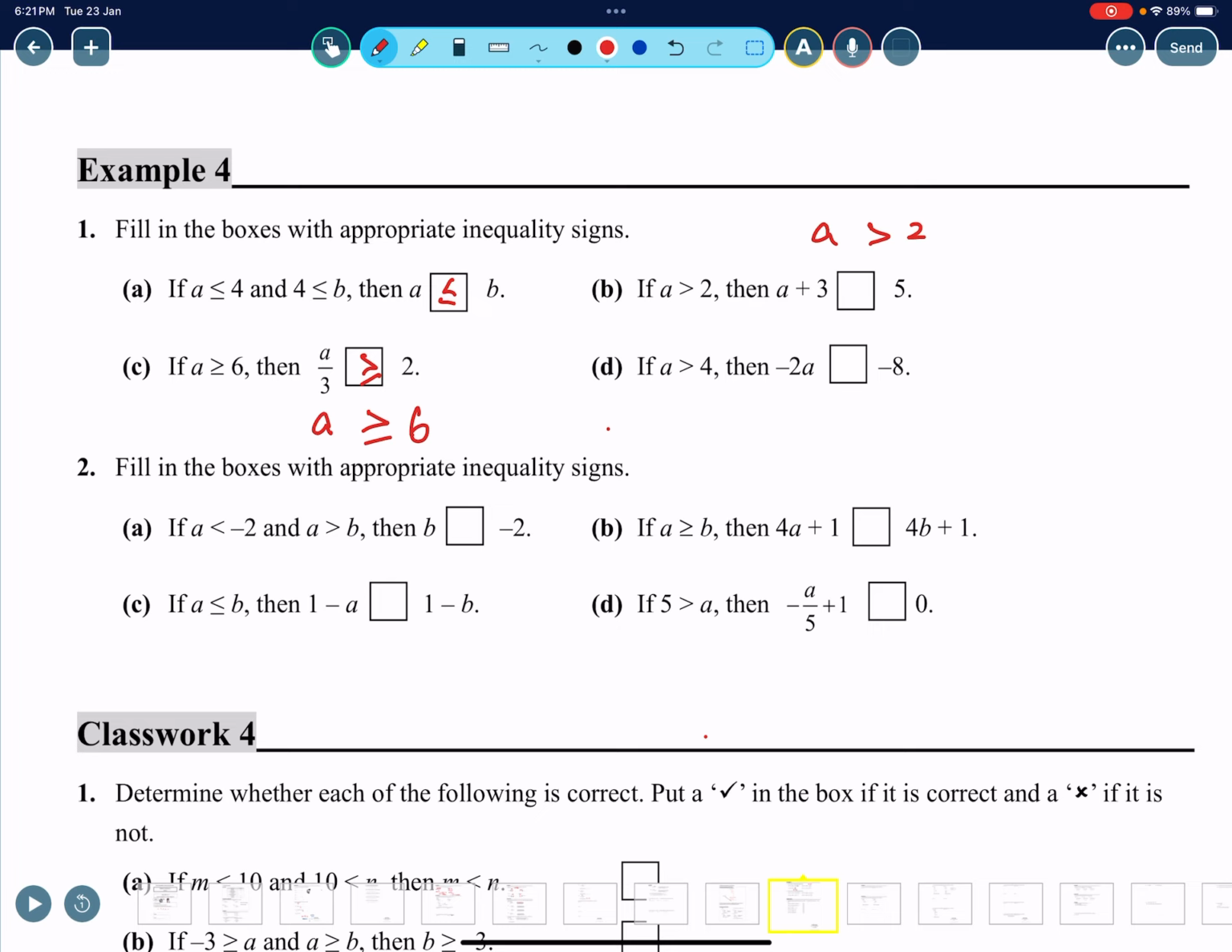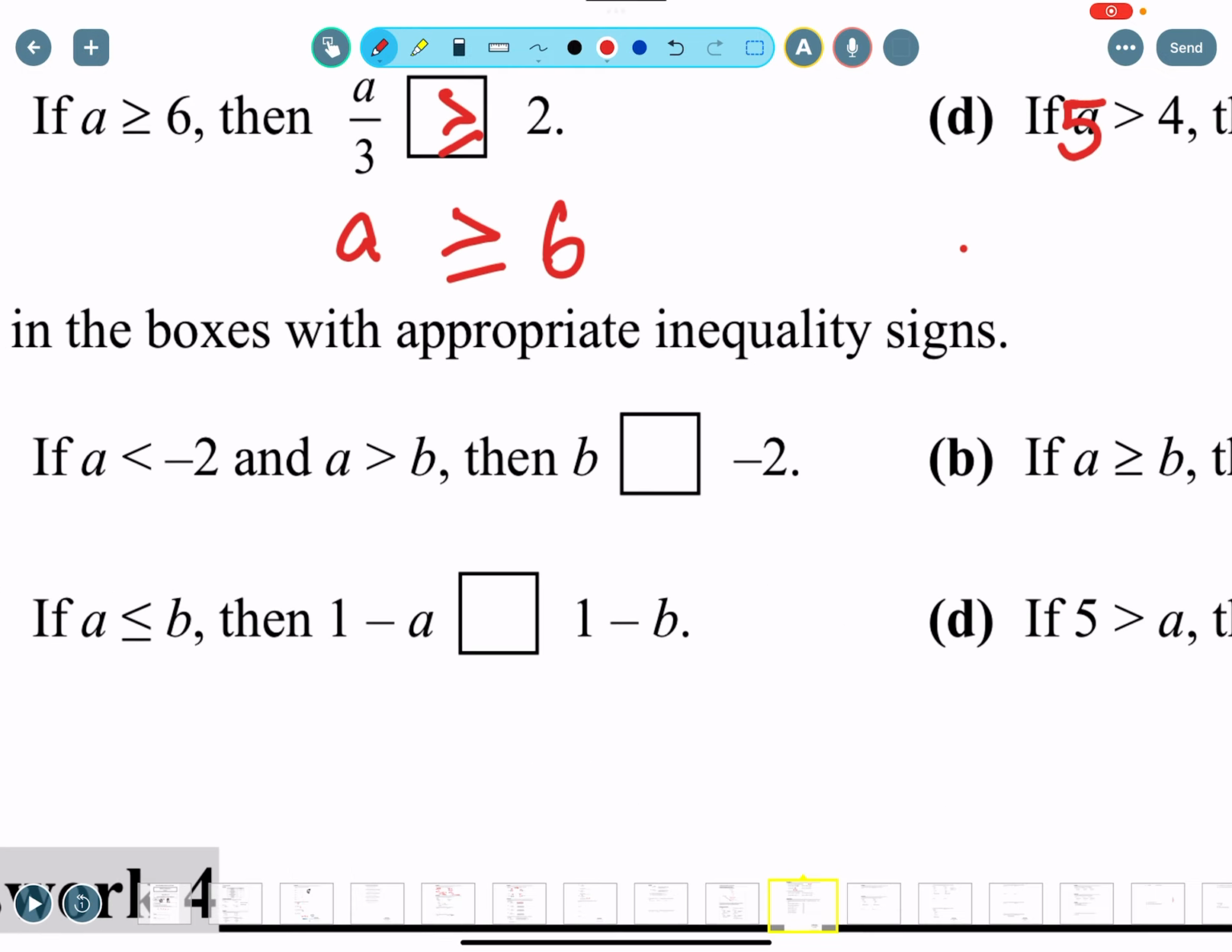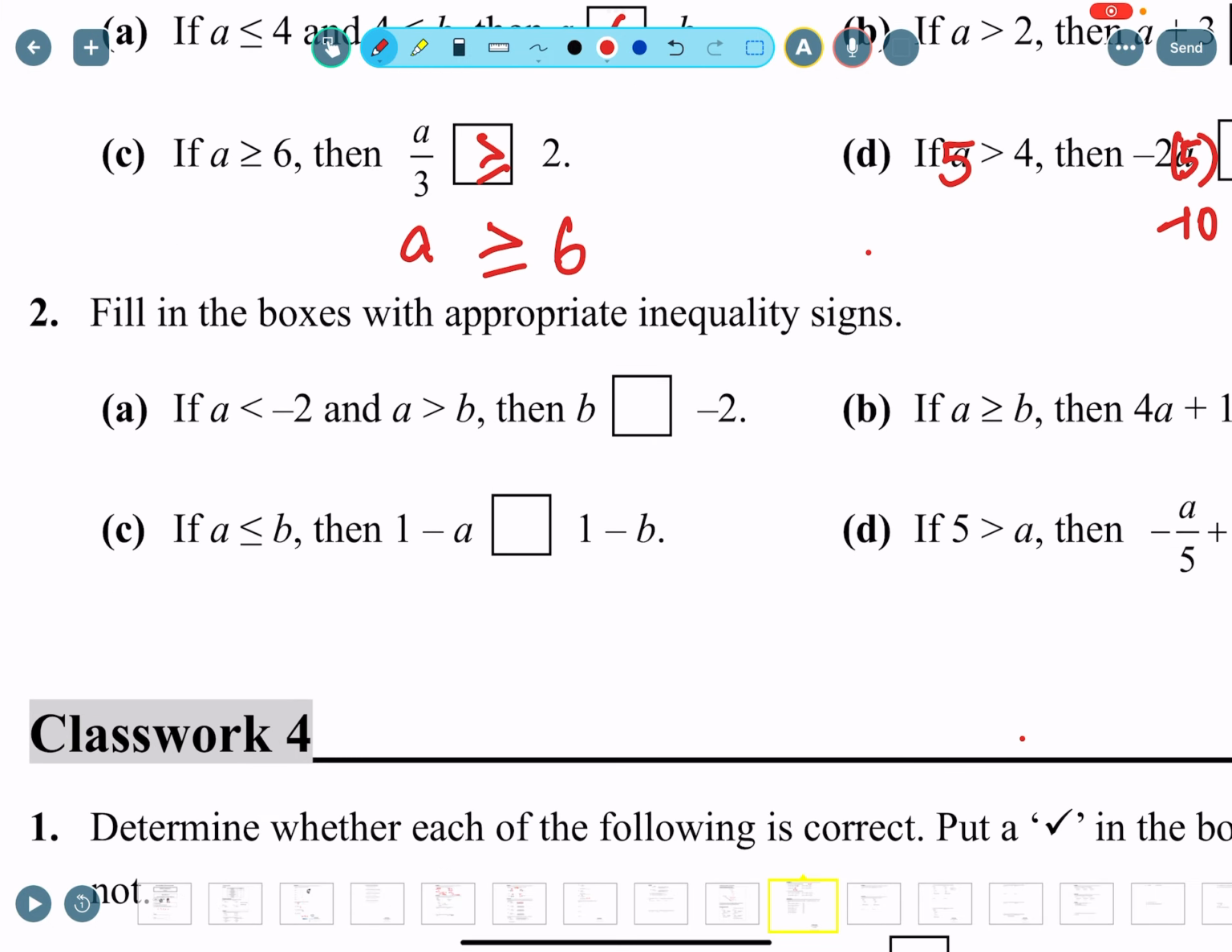And you can also imagine when you pick a number 3 for a, you put 3 here. 3 plus 3 is 6. It has to be greater than. I think that will be better, subbing a number. Okay, when a is greater than 4, I'll randomly pick a 5 here. And then do substitution. Negative 2 times 5 is negative 10. Negative 10 is smaller than negative 8. So the answer for this is smaller than. Yeah, I think that's the way to do this. It will be easier.